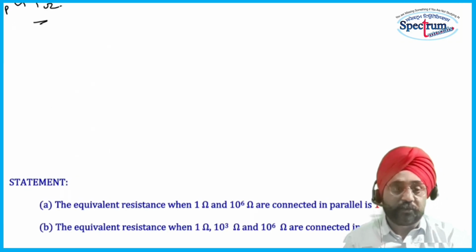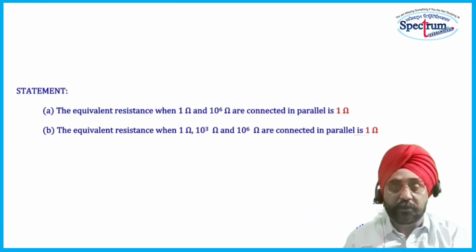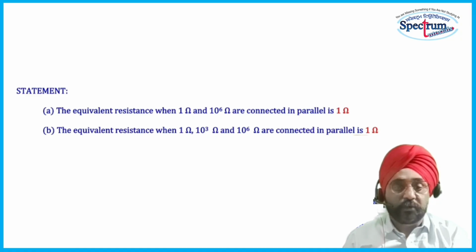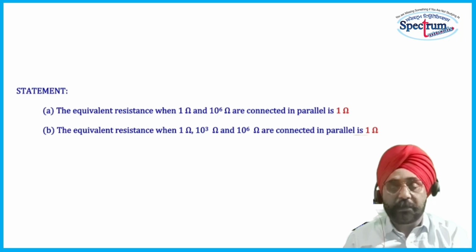Writing the statement: the equivalent resistance when 1 ohm and 10 raised to the power 6 ohm are connected in parallel is 1 ohm. B part: the equivalent resistance when 1 ohm, 10 raised to the power 3 ohm, and 10 raised to the power 6 ohm are connected in parallel is again 1 ohm.